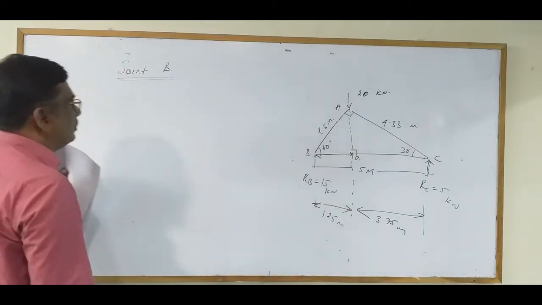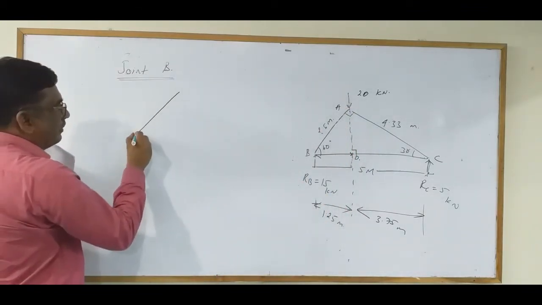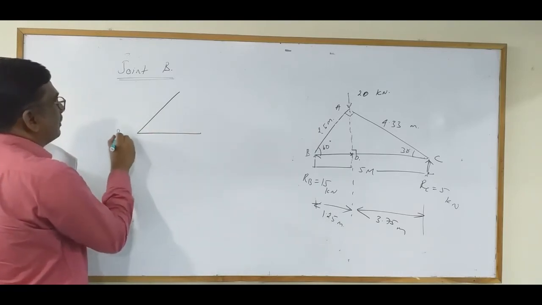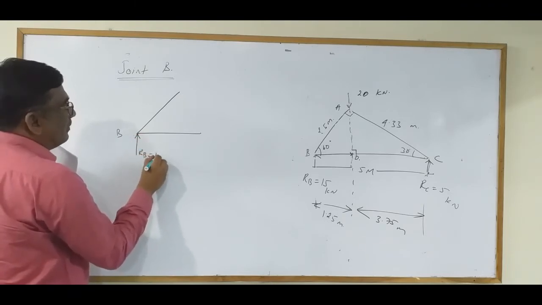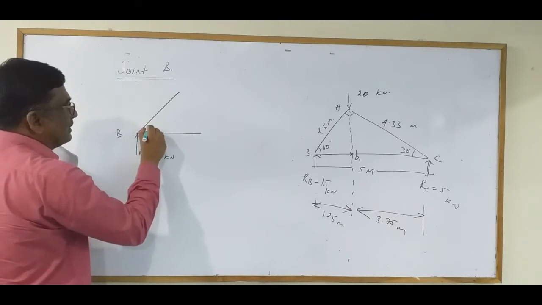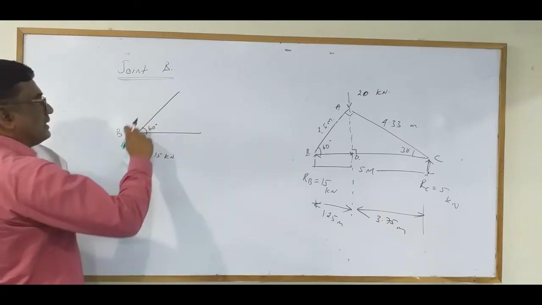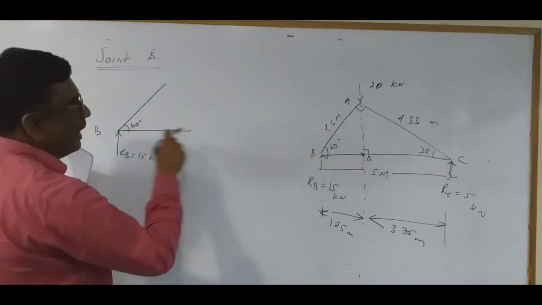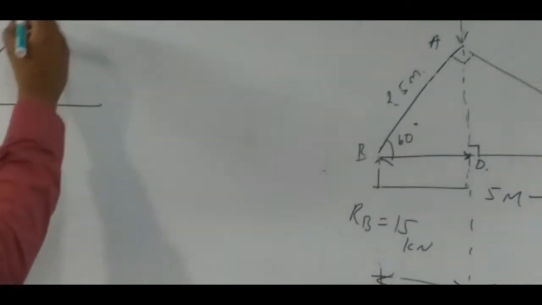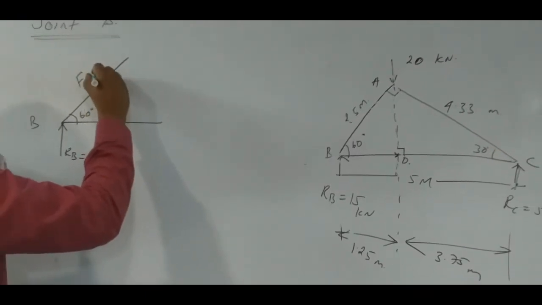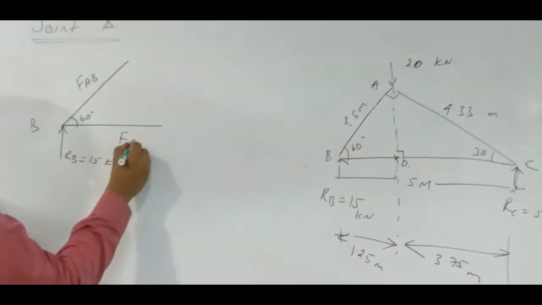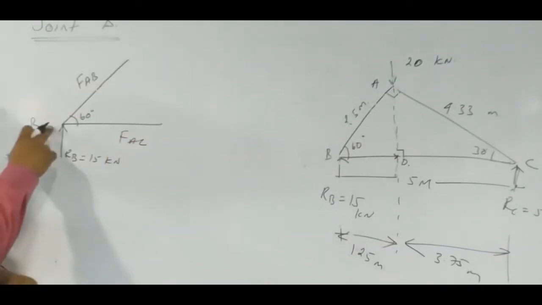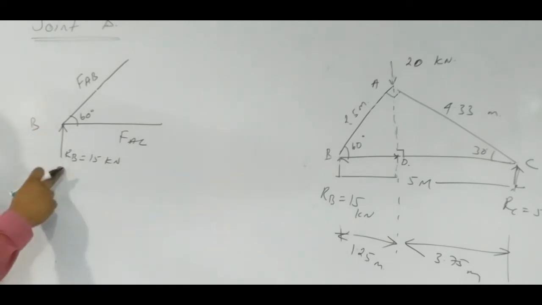Now joint B. So this is B, and this force is RB, equal to 15 kilonewton. This angle is 60 degrees. And this is the force in the member AB, and this is the force in the member AC. So at this joint there are three forces acting: one is RB, one is FAB, another one is FAC.